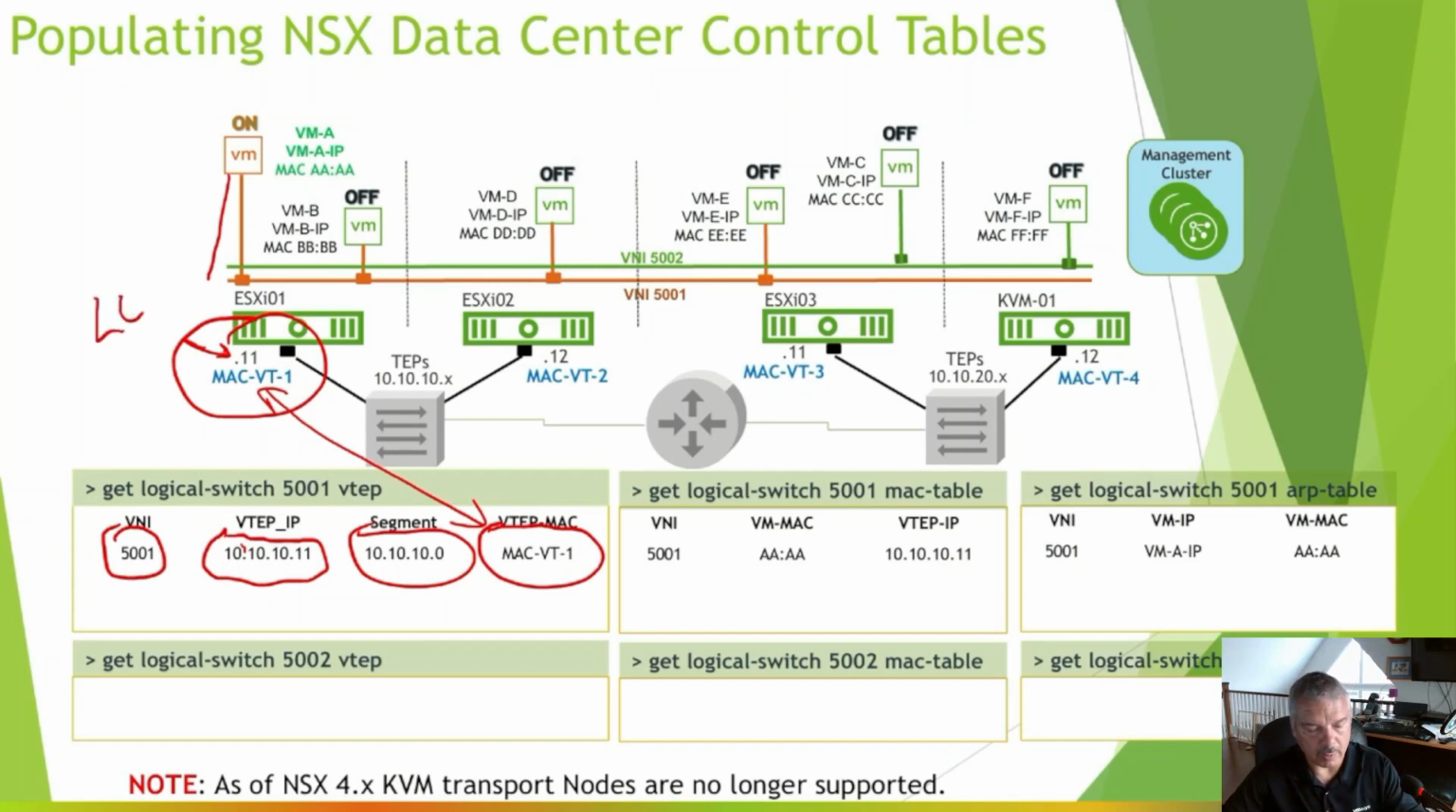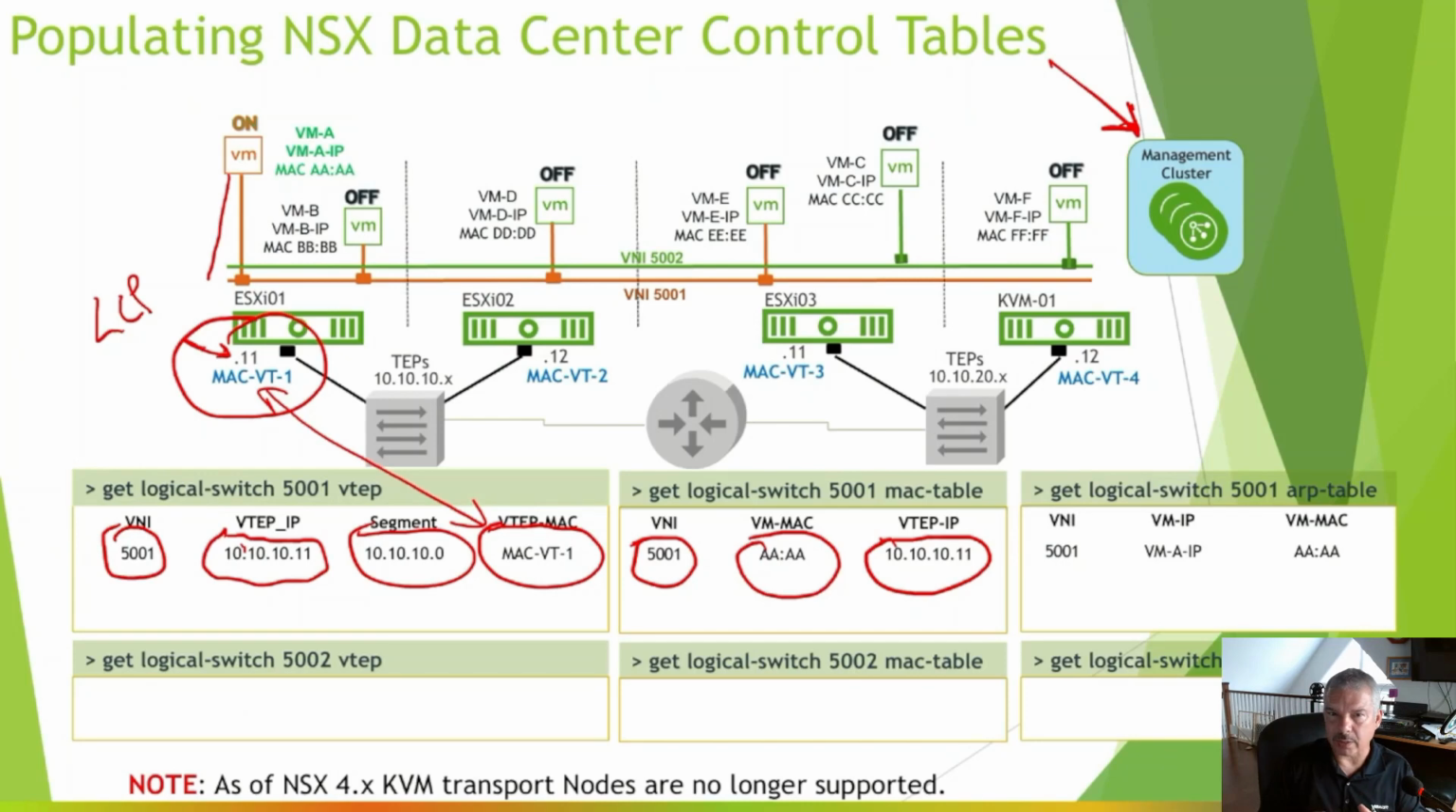The local control plane will also send another report. It's called the MAC report, basically telling the central control plane, update your MAC table. So it's going to say, hey, this is segment 5001. Here's the VM's MAC, AAAA, and here is the TEP IP that the VM's on. I call this the magic table, okay? I've heard this expression before. The reason why is because it says, hey, if you want to talk to VMA, there's the TEP it's on. So this is one of the tables I know how to figure out what TEP the VM is running on.